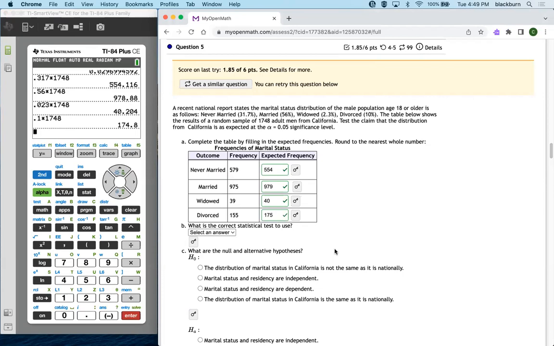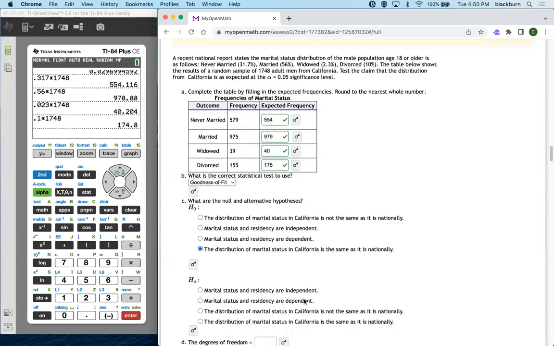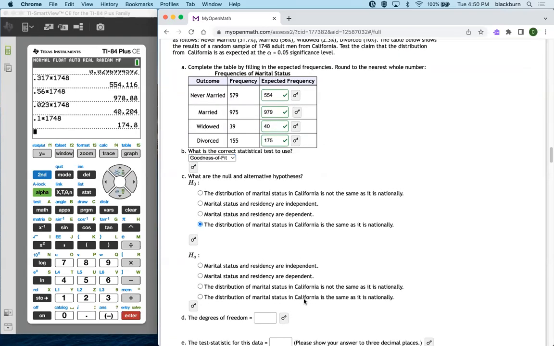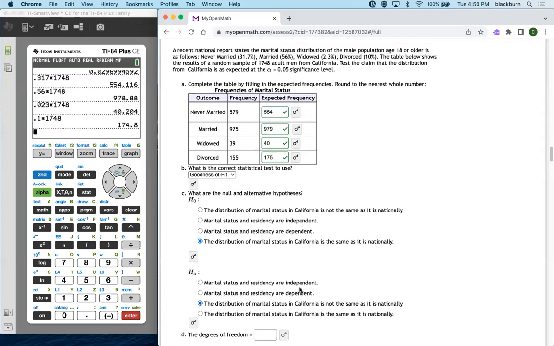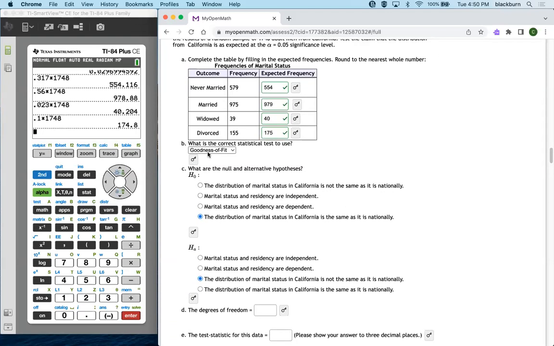The correct statistical test to use is goodness of fit again. Does the data fit what was expected? All right, goodness of fit. The null hypothesis: the distribution of marital status in California is the same as it is nationally. The null hypothesis is always the positive. It's not going to have a not or greater than or not equals. The alternative is that the distribution of marital status in California is not the same as it is nationally. Degrees of freedom: you have 4 categories, so degrees of freedom is 3.